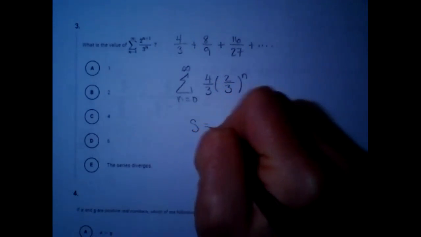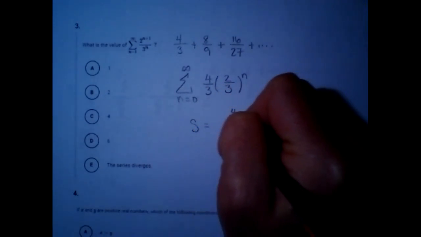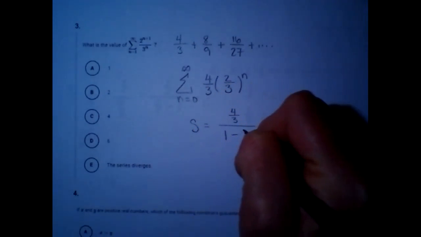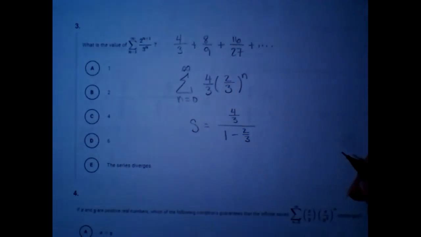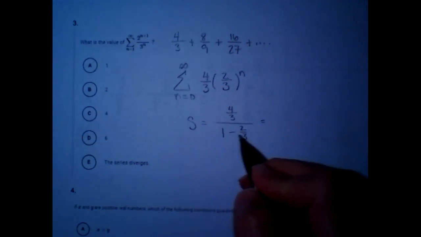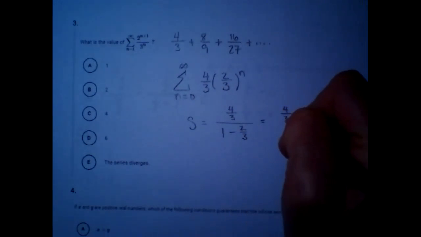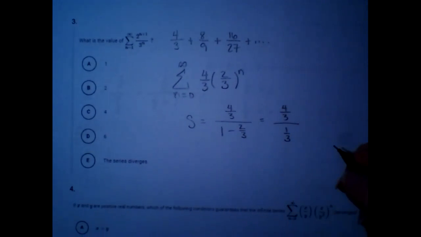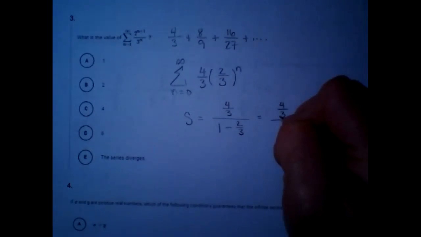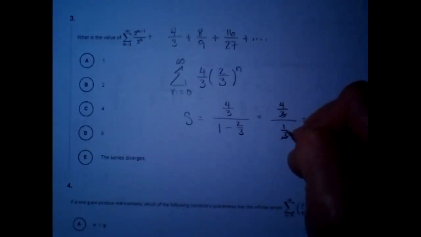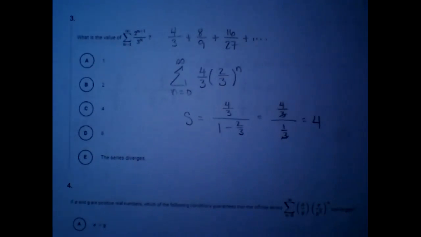And so the sum is the first term over 1 minus r. And so this would be 3/3 minus 2/3 would be 1/3. And so the 3's are going to cancel, and that gives you 4/1, which is 4. So C for that one.